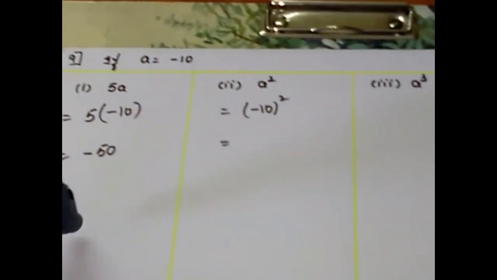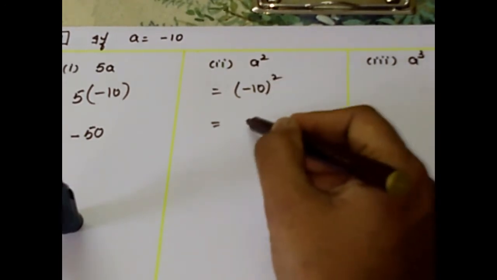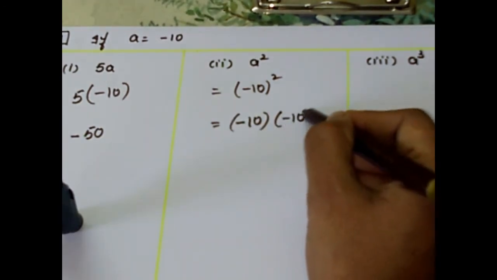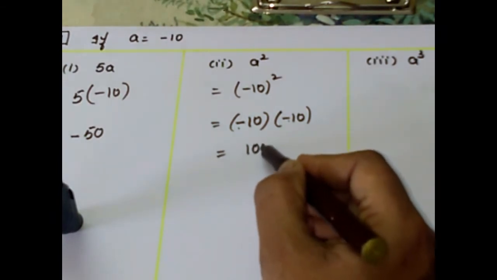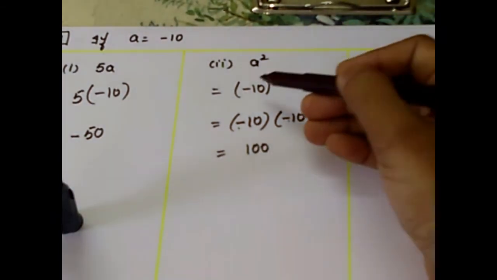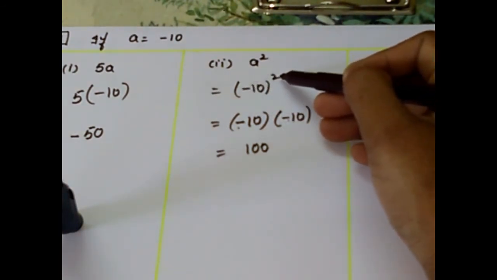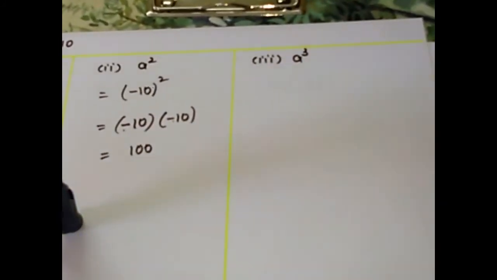Now you have to think and write, children. Minus 10 whole squared. What does it mean? Minus 10 into minus 10. Minus into minus is plus. 10 tens are 100. So any value, even though the value is negative, if the power raised is 2, it results in plus always.